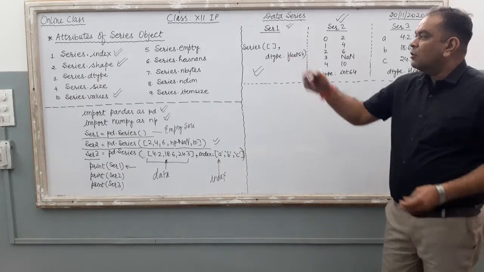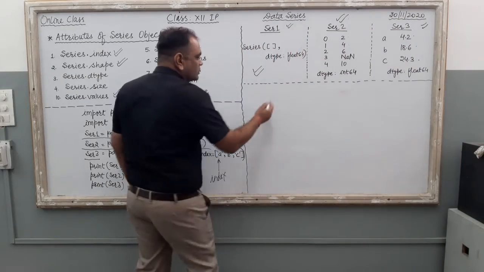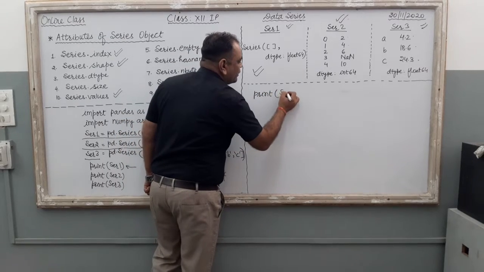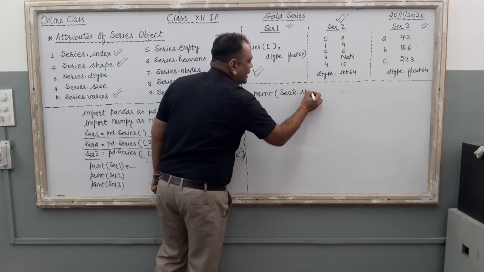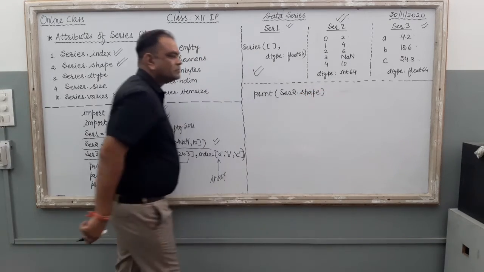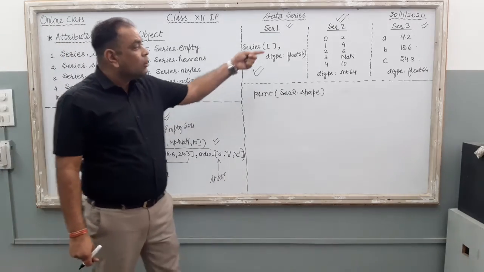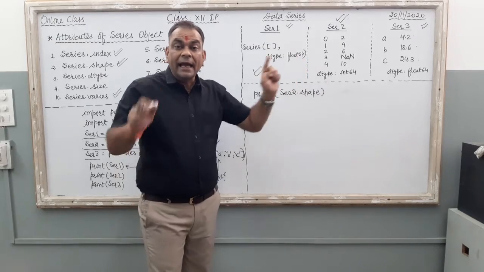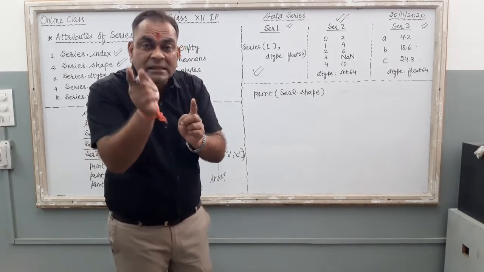Just say now, shape. What is the meaning of shape? Suppose I apply this shape attribute with this ser2 variable, ser2.shape. What will happen? It will generate the overall shape, the overall size of the series in tuple format. Tuple means a small bracket.